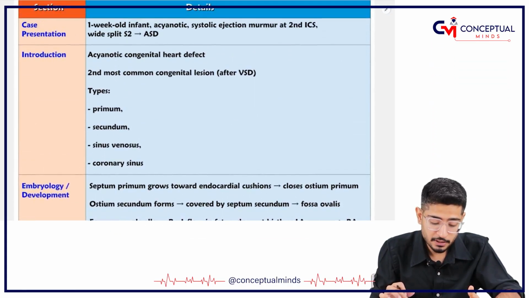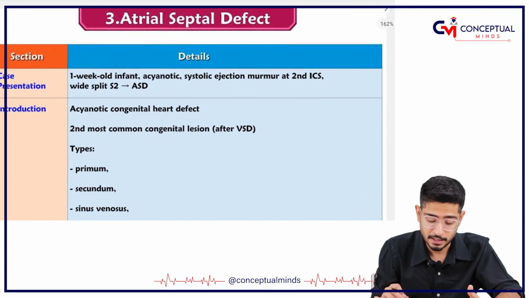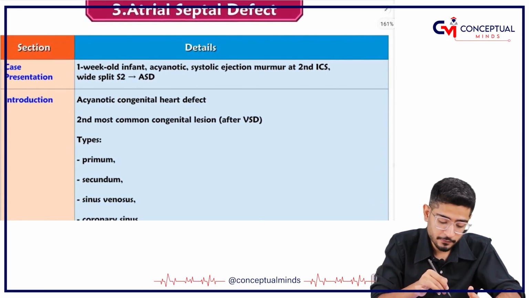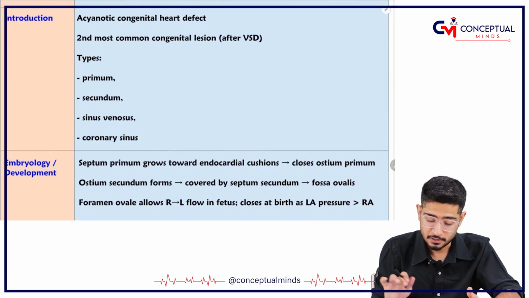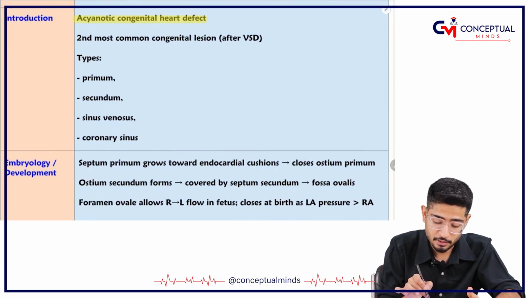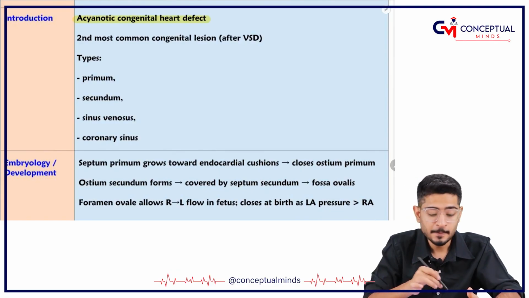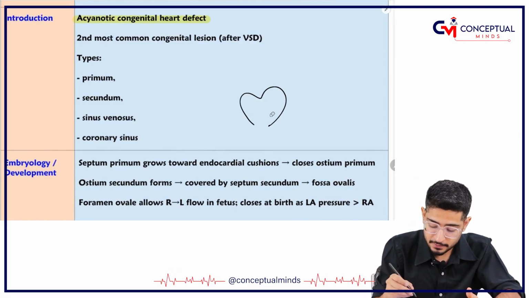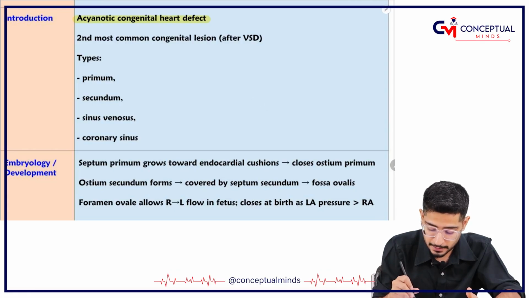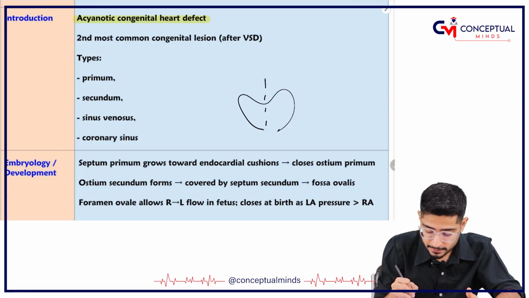So now I think we are in a good state to understand atrial septal defect. Of course, we'll discuss the case presentation a while later, but let me just introduce it. This is an acyanotic congenital heart defect. Now, if it is patent, what is going to happen? Please understand. Again, I'm drawing the same diagram.